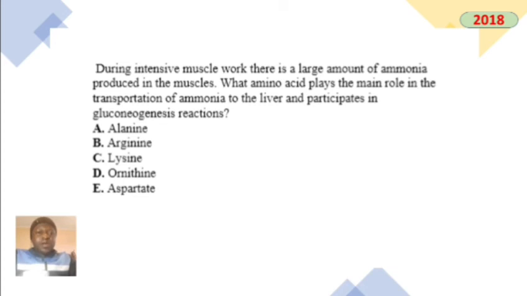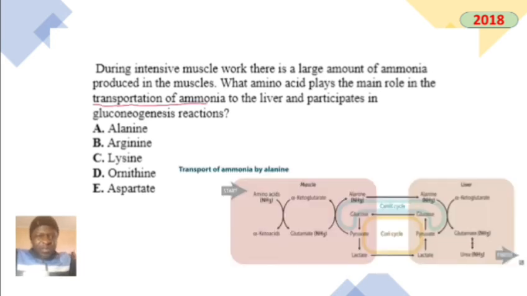During intense muscle work, there is a large amount of ammonia produced in muscles. What amino acid plays the main role in transportation of ammonia to the liver and participates in gluconeogenesis? Okay. So for the first part, for transport of ammonia, you just need to remember the Cori cycle, right? And then it can also be converted directly to pyruvate, alanine. Okay, so let me show you the Cori cycle, right?